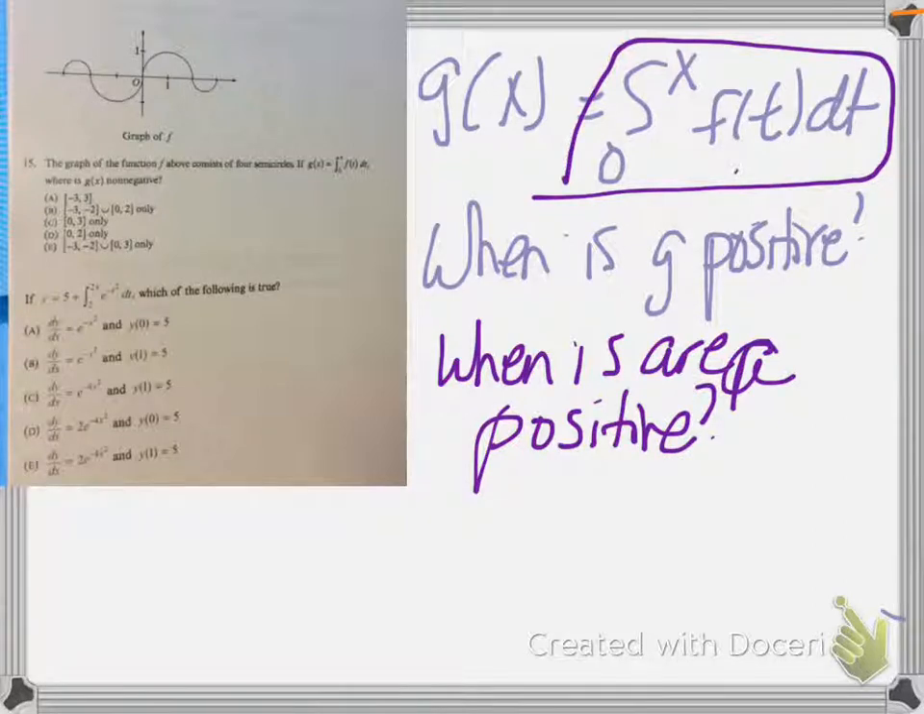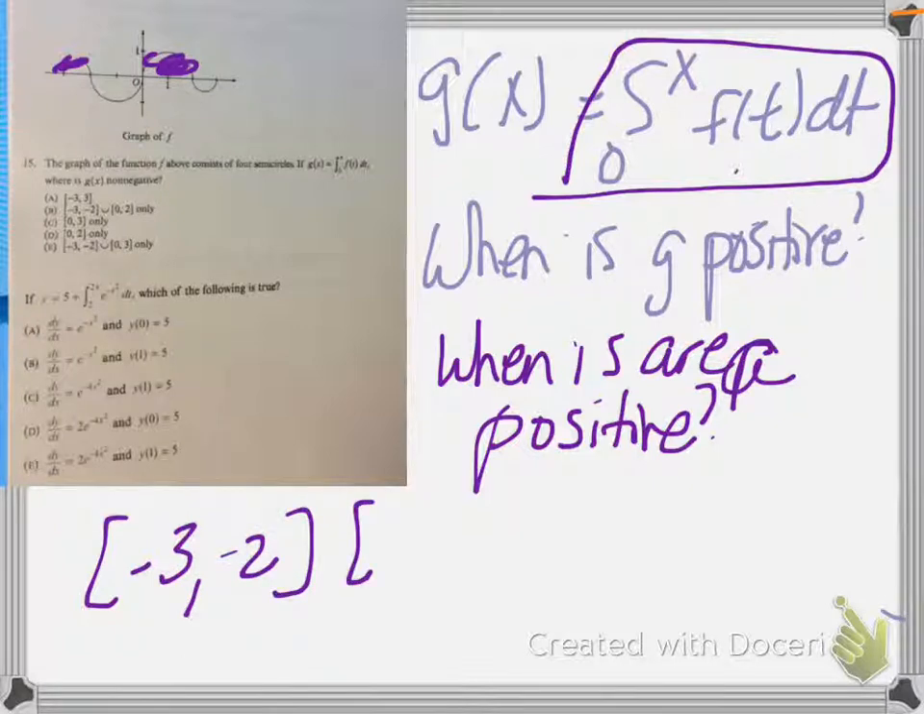So if you look at the picture, it's only going to be positive when it's greater than 0. So that's going to be this piece here and this piece here. Okay, so what are those intervals? Those intervals are from -3 to -2, and then the other interval is from 0 to 2. And so that is this right here, choice B.